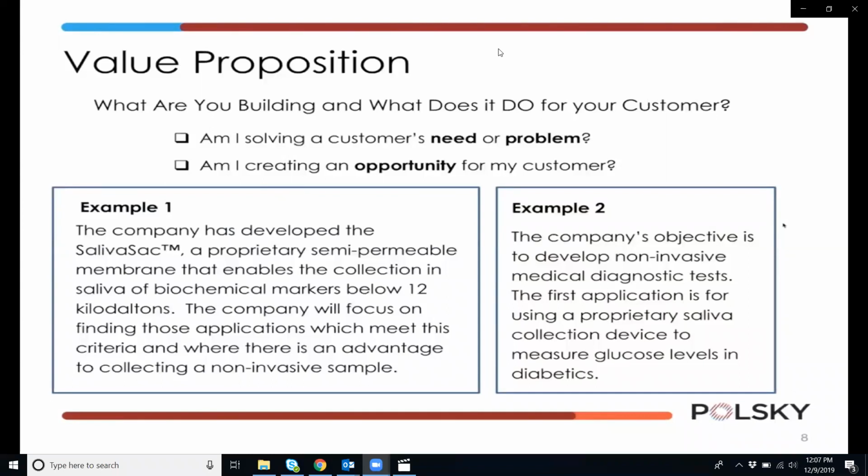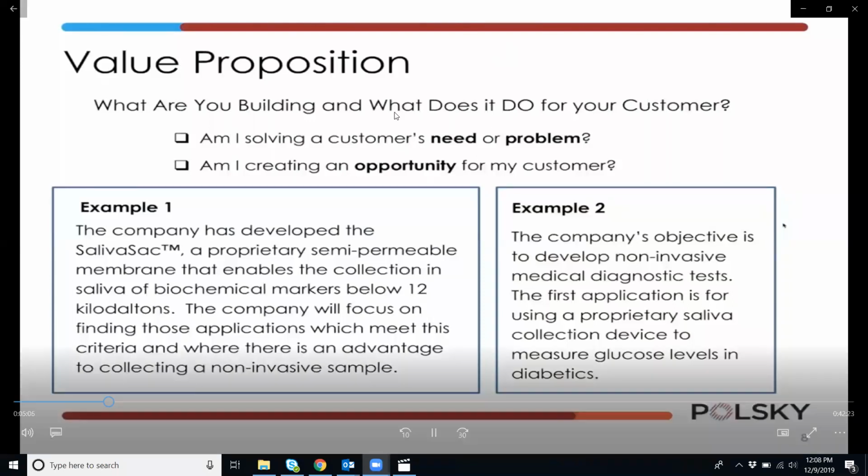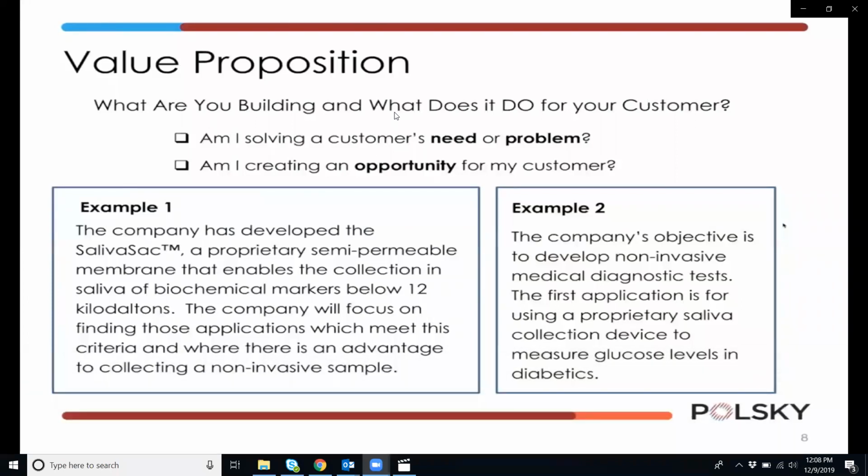So you're saying that the company has a platform that can do multiple things, which is develop non-invasive tests, but you're also saying that the first test you're going to develop is glucose levels in diabetes. So we know exactly what you're aiming at. The technology, the semi-permeable membrane, the biomarkers at kilodaltons, and all of that technical stuff can come in a little bit later in the description, but at a high level, we need to know what the product is doing.